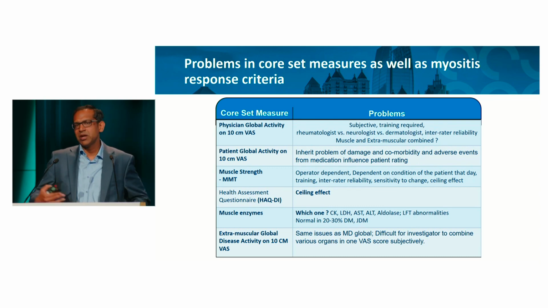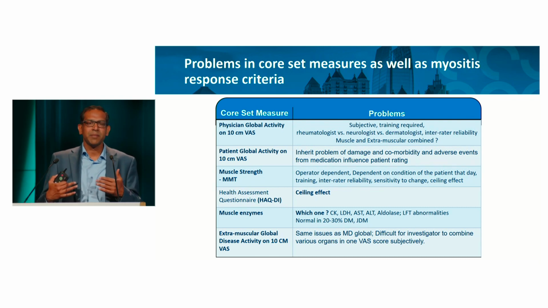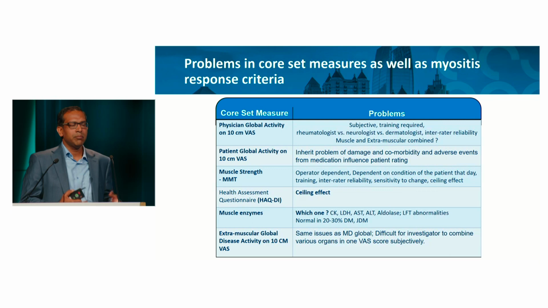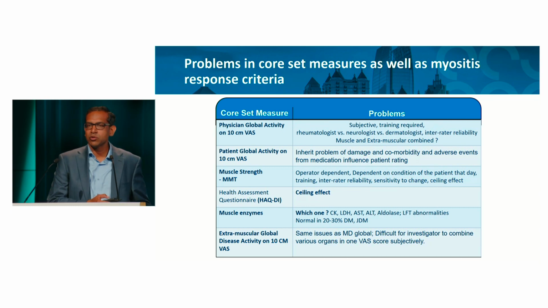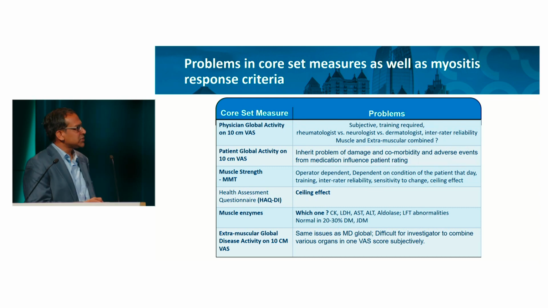Just by saying "rate on a scale of 0 to 10" doesn't mean that the patient has all the understanding. It is very complex to differentiate disease activity from damage. Even I cannot do that in most of my clinics. MMT, manual muscle testing, is also operator dependent. It depends on how the patient's day is going. If the patient has had a bad day, it might affect their muscle weakness that day.